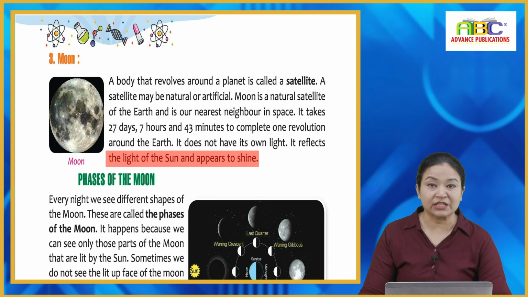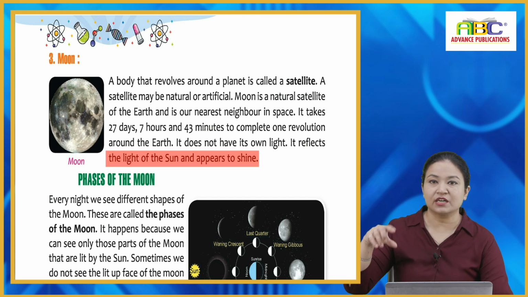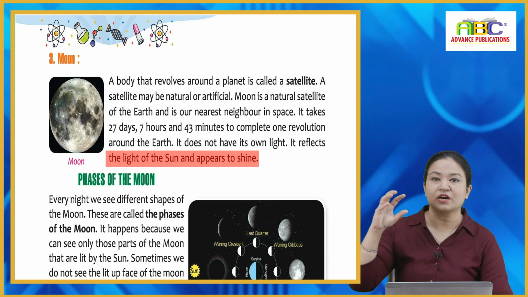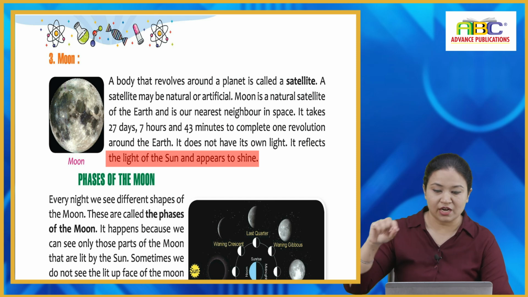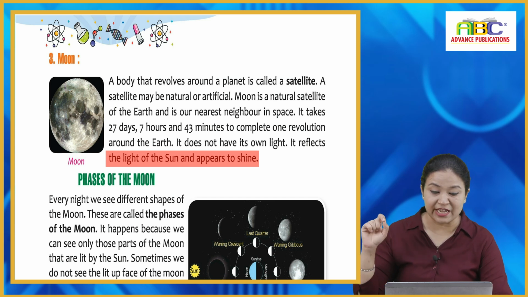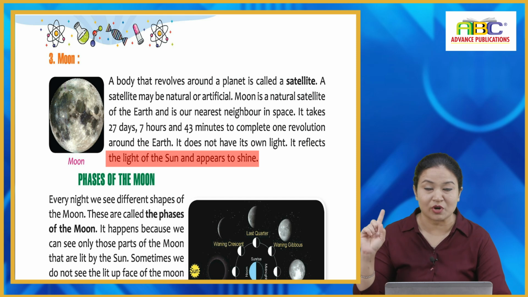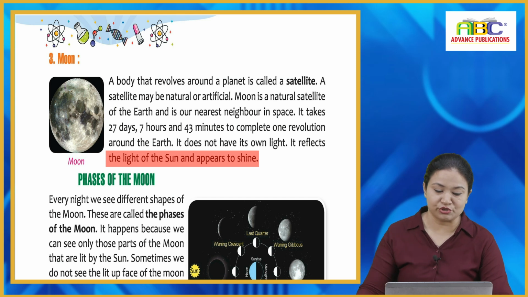So our planet Earth's natural satellite is the moon. Just like the earth revolves around the sun, the moon revolves around our earth, and it takes 27 days, 7 hours and 43 minutes to complete its revolution.